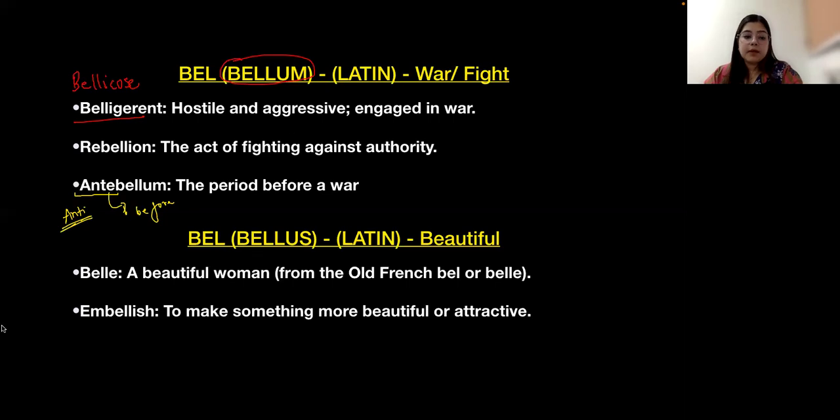Again, bell, the second connotation that it can be used in comes from the root word bellus, which means beautiful. For example, belle, it is the French word, we tend to use it in English as well for a beautiful woman. To embellish something is to make something more beautiful, to decorate something, to adorn something. When you adorn something, you embellish it to make it more beautiful or attractive.